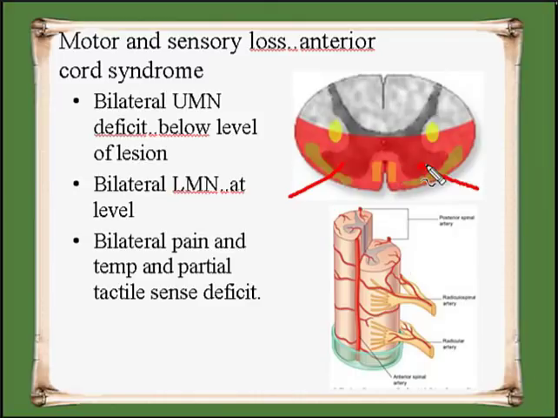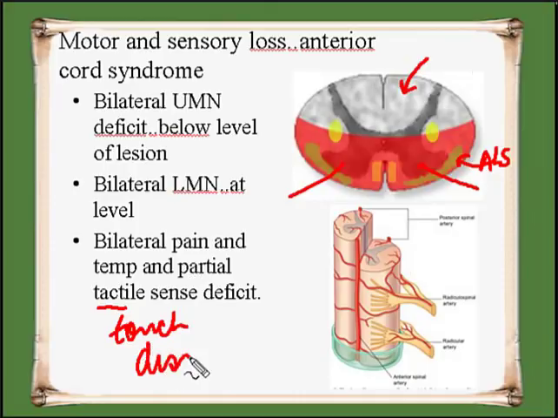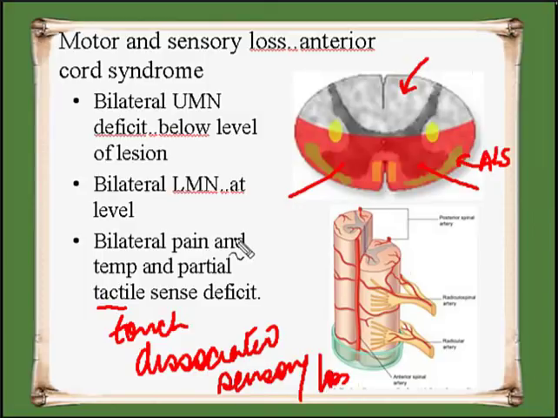And because this anterolateral system or the spinothalamic tract is affected on both sides, on both sides you'll have bilateral pain and temperature loss, but touch is only partially lost because, remember, fine touch was conveyed by the dorsal column, so fine touch is still present. So you don't have a total tactile deficit. Tactile means touch. You only have a partial deficit, and this again is kind of dissociated anesthesia. So there's dissociated sensory loss, and the reason being that pain and temperature is totally gone, but some of touch is preserved. So this is what you see in anterior cord syndrome.